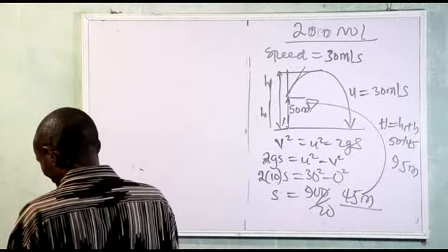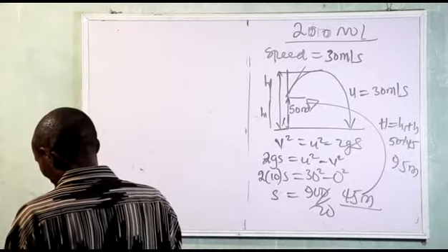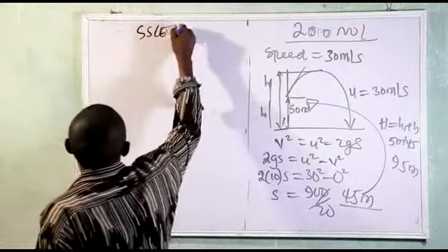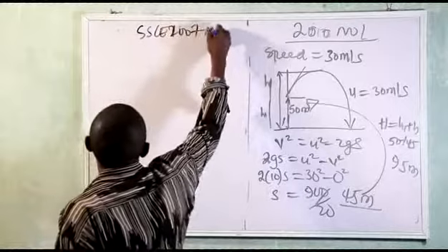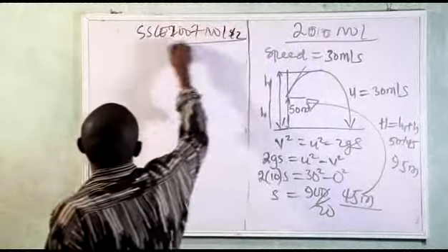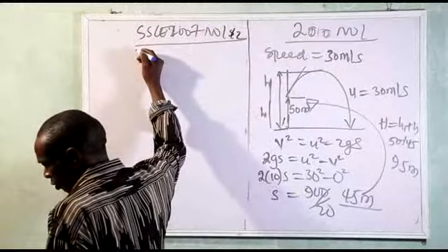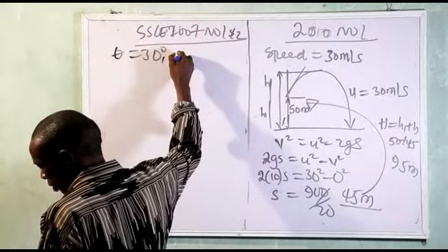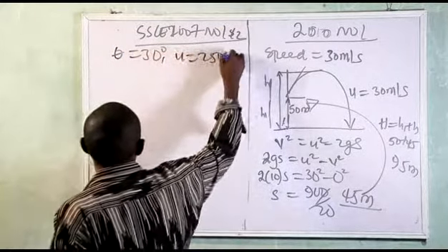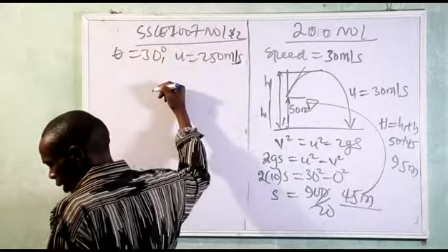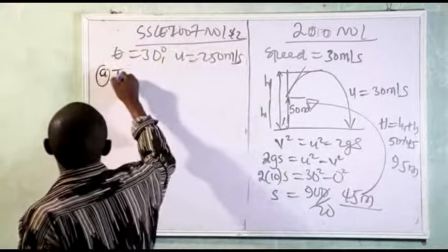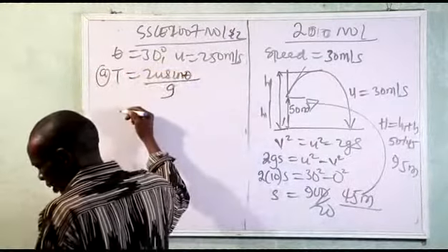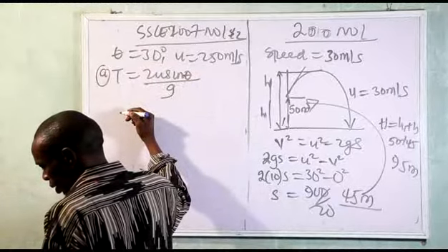2007 theory, number 1 and 2. The question says a particle is projected from the ground at an angle theta of 30 degrees to the horizontal with a speed u of 250 meters per second. Calculate the total time of flight. For total time of flight, T equals 2u sin theta over g. Then the speed of the particle at its maximum height.